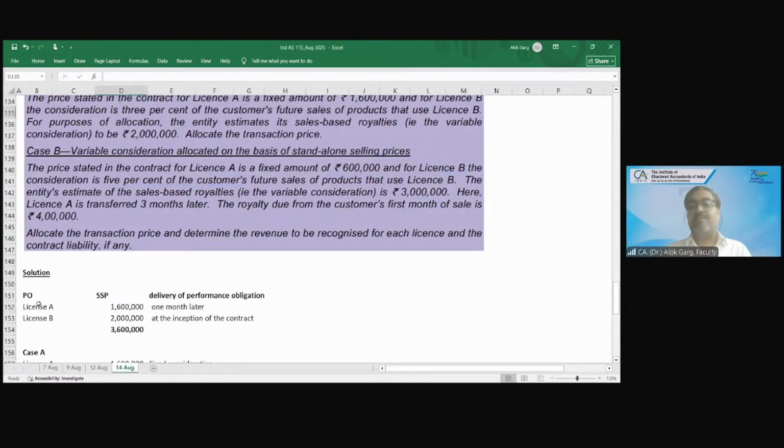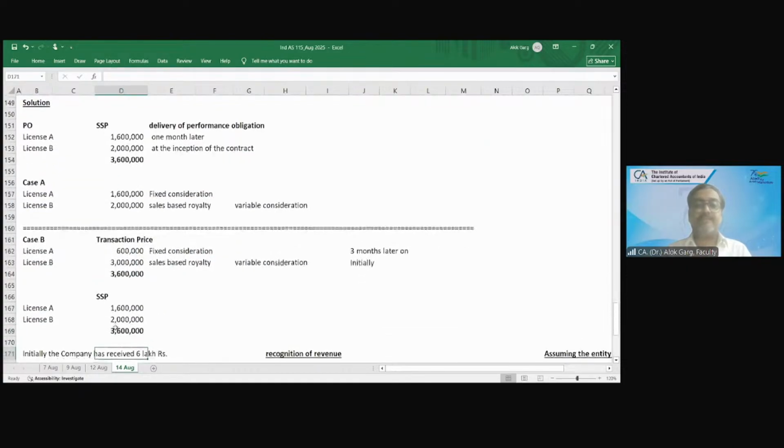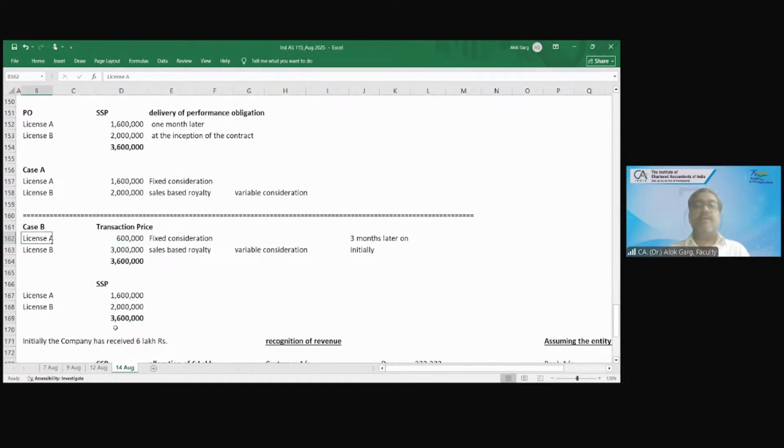So what is my case B? Let's understand this. Friends, in case B, what is my fixed price of license A? 6 lakh rupees. What is the consideration of license B? 30 lakh. It is a sales based royalty. It is a variable consideration. My license A is sold 3 months later. My license B has been sold upfront. Clear?